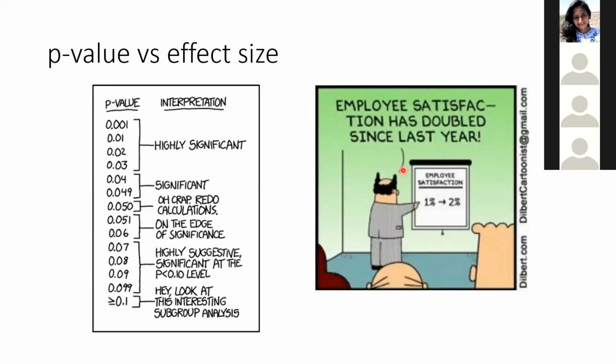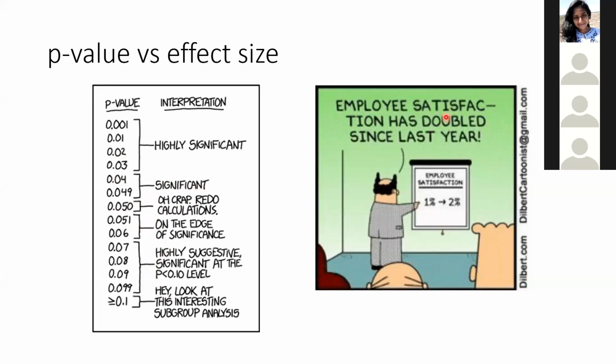So p-value, as we know, if it is a very small value, everybody is happy, it's highly significant. If it is borderline, we say it's okay, it's still significant, right? If it is 0.05, right? Okay, so we are in trouble. So let's redo the calculations. Okay, and so on and so on, right? Sometimes we interpret the way we want, right?